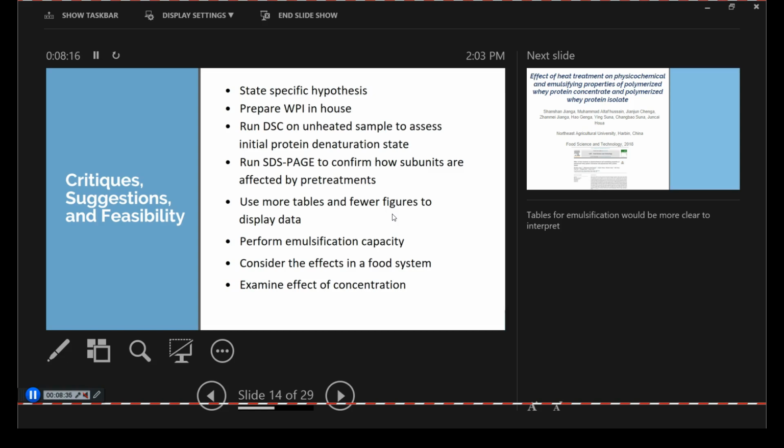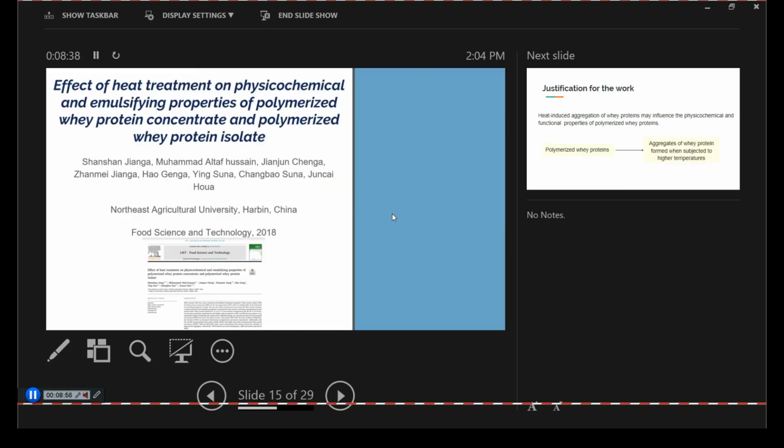And lastly, they mentioned a few times that concentrations could play a different effect between their results and the articles that they were comparing to because they were solubilized at different concentrations of starting material. So looking at some different starting concentrations within one study, I think would really help to explain your results a little bit better. And that's actually what this next paper will start to talk about.